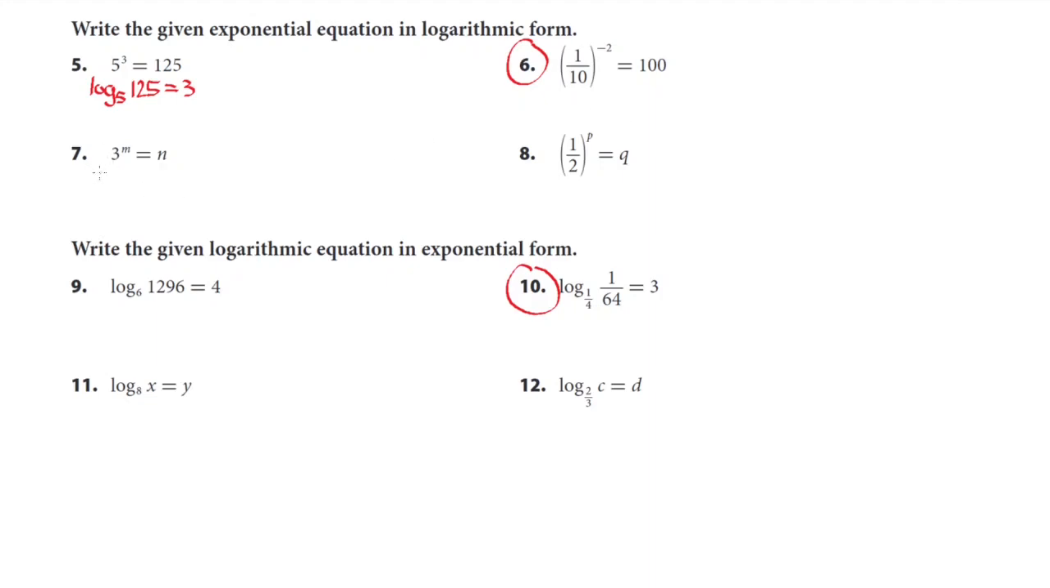So number 7, we have 3 to the power of m equals n. So I want to know, how many 3's do you have to multiply together in order to get n, whatever n is? And our answer is m. So I have to multiply m 3's together in order to get n. So maybe n is 3, in which case you only need 1. Maybe n is 9, in which case you would need 2 for m, right? So that's our logarithmic form.